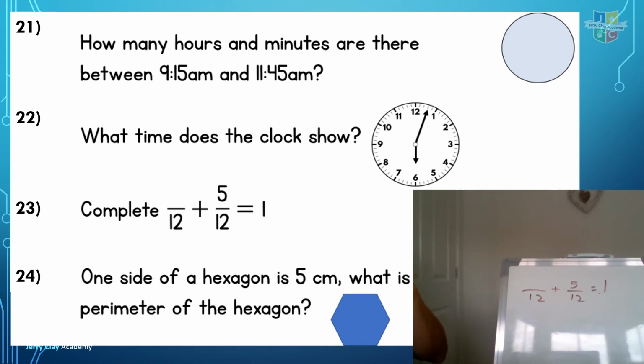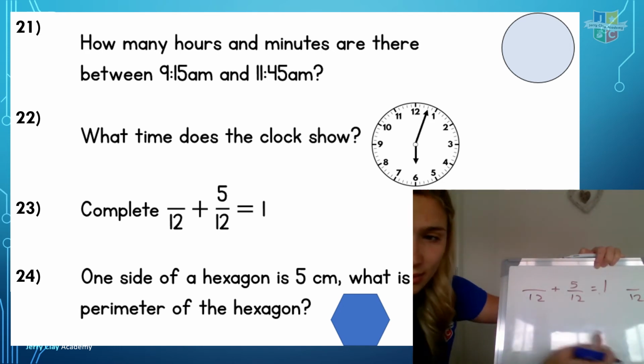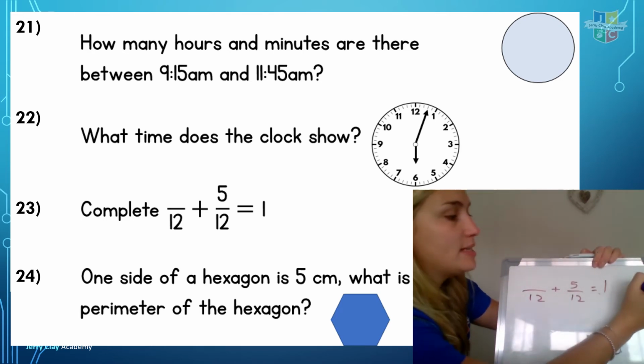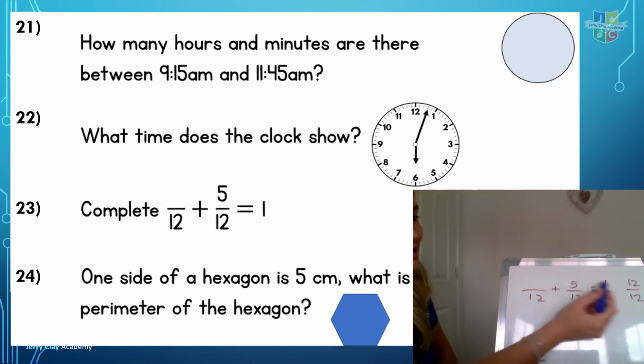For number 23, we needed to work out the missing number sentence. Now, first of all, I look at my whole is going to have a denominator of 12 because my other two numbers have a denominator of 12. And if it's a whole, it means the top number's got to be the same as the bottom number. The numerator and the denominator are the same. So 12 twelfths. So now what do I add to 5 to get to 12?